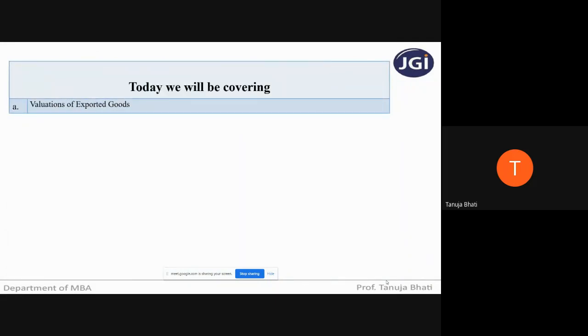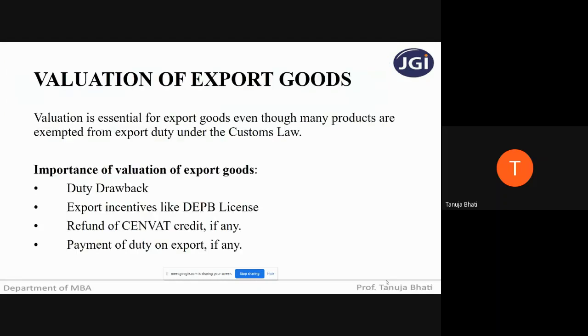Like how do you value exported goods? Now let me tell you all students, as per your syllabus, for the valuation of exported goods, you have only theory. In respect of valuation of exported goods, there are no problems. In case of valuation of imported goods, you have problems. But in case of exported goods, it is totally theory. You do not have problems on this particular concept. So let us move ahead.